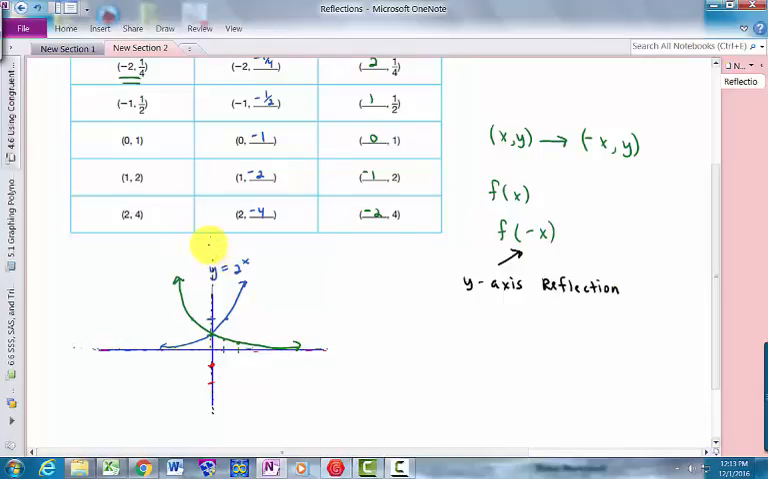Now, since this is your line of reflection right here, what's the equation of that line? Well, it's a vertical line. And vertical lines have the equation x is equal to a number. In this case, our number is 0. x is equal to 0. So this is the axis of reflection. That's the equation of the axis of reflection.